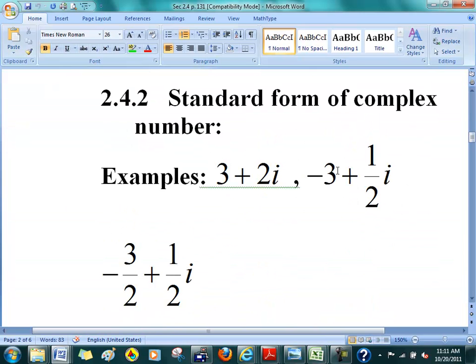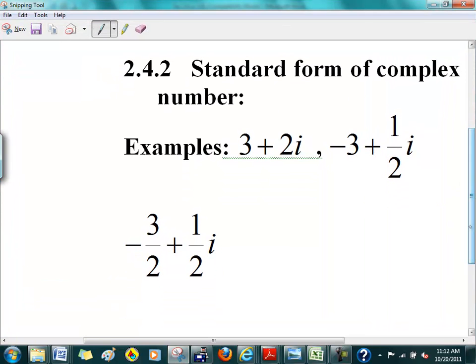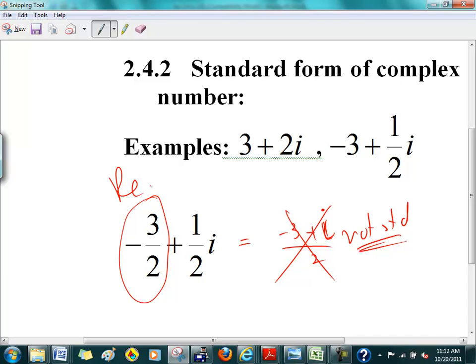So here are various standard forms of complex numbers. Please get that down. Okay, one thing that I want to tell you, notice that this is not written as negative 3 plus 1 over 2i. It's not written like this. It's not written like that. This is not standard. Okay? For a standard complex number, you need to break it up into a real part and an imaginary part. Okay, that's where the letter i comes from, imaginary. All right? So make sure you don't write it like this, because that's not standard.